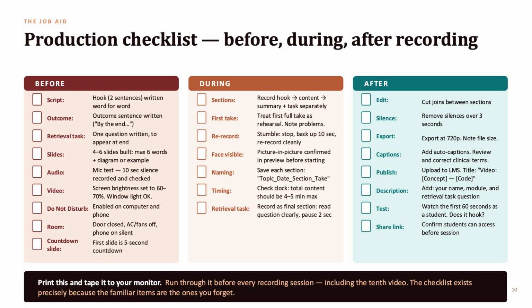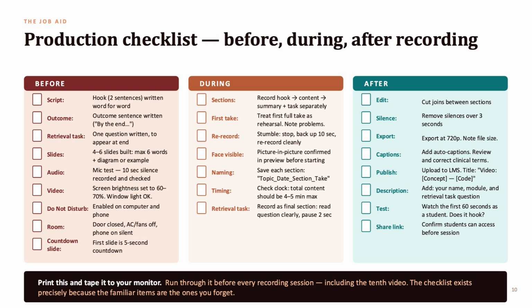After recording, proceed with post-production. Edit to remove silence exceeding 3 seconds. Export at 720p. Implement auto captions, review, and correct terminology. Publish to your LMS with a specific title structure. Add a comprehensive description, test the first 60 seconds, and confirm student access before the session.